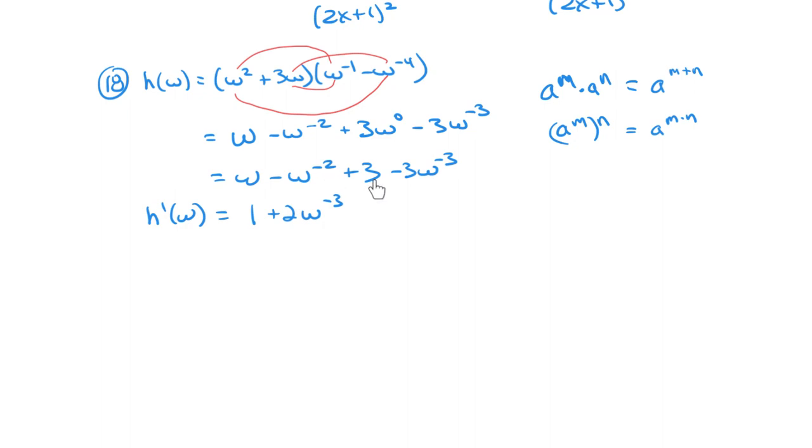Now 3 is just a constant, so the derivative of 3 is just 0, so that goes away. Then we have the power rule, minus 3 times minus 3 is plus 9 w to the minus 4. And that is almost certainly going to be easier than using the product rule on this. So when you have one like this, sometimes it's easier to multiply first and avoid the product rule.